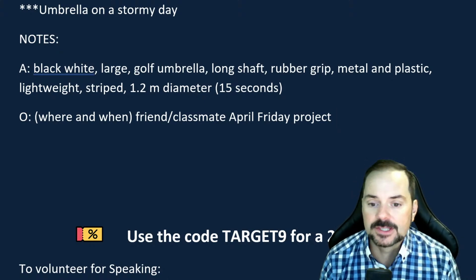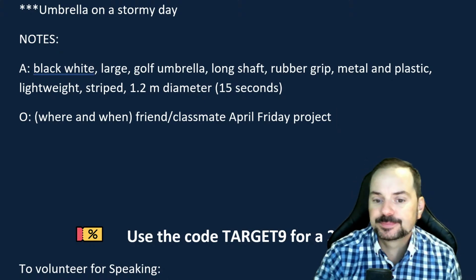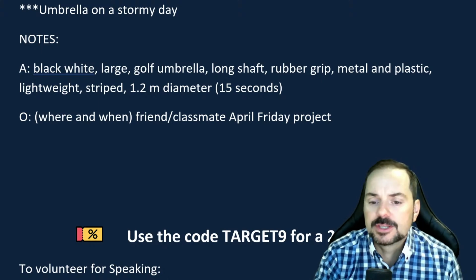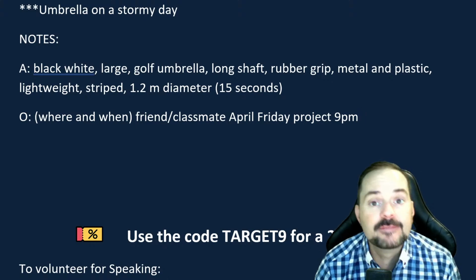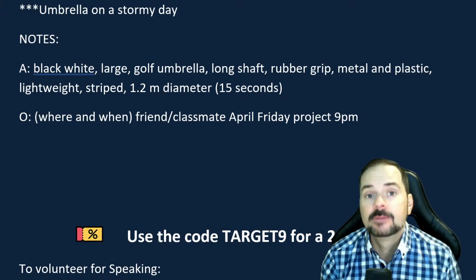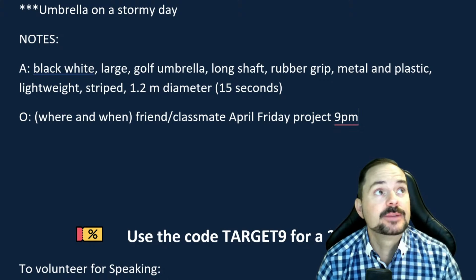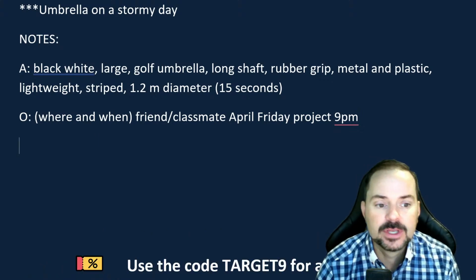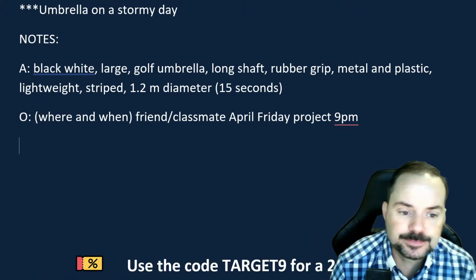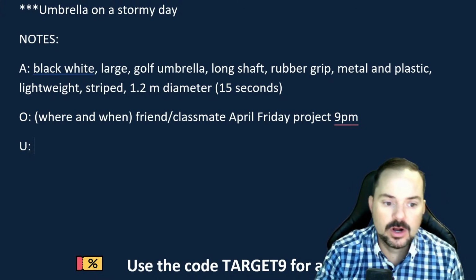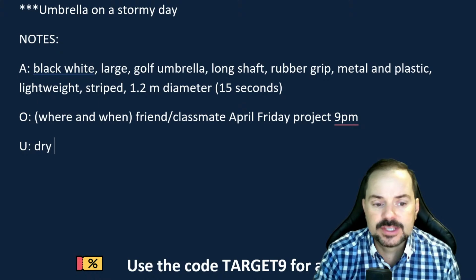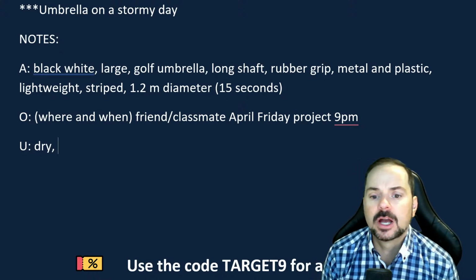So it's late, it's dark, it's a project, it's maybe like 9 p.m. on a Friday, very difficult to get a taxi, Friday nights especially, right? So 9 p.m. So that's the origin. Okay. Its usefulness. Obviously to stay dry, so that's a given. All right. Why else?